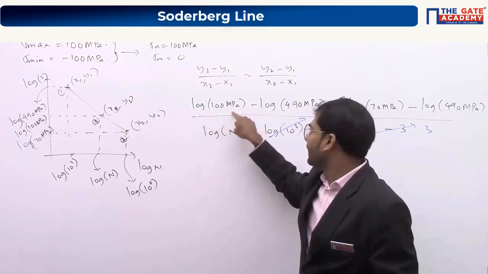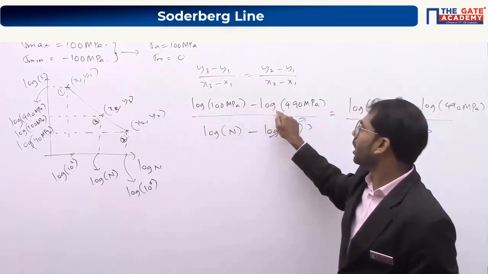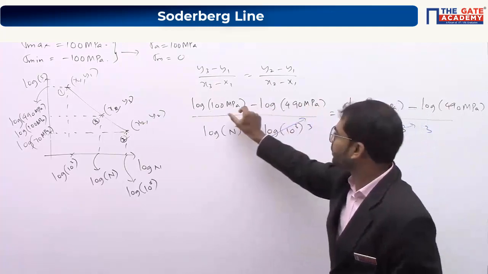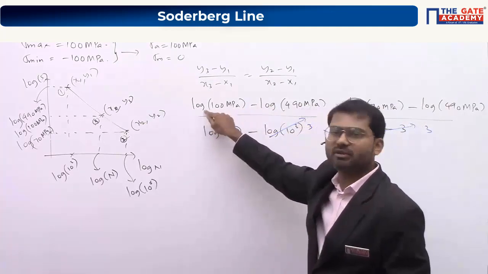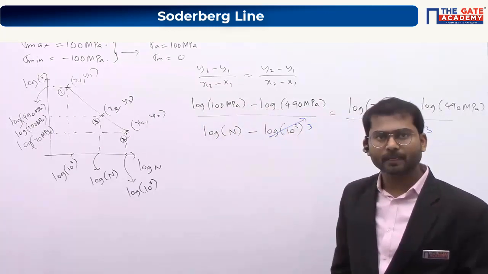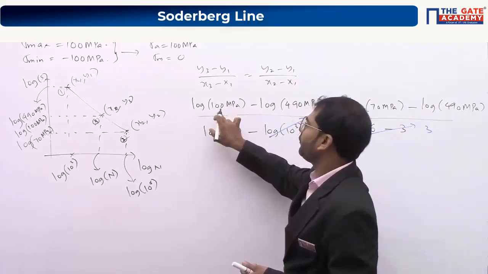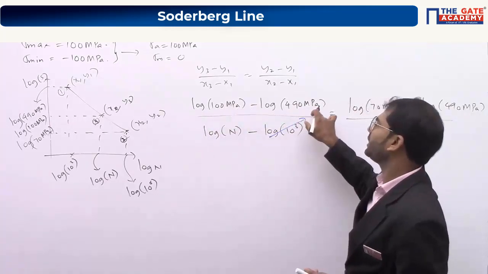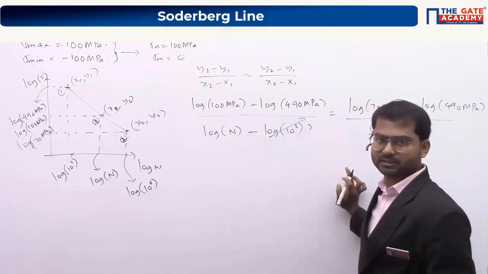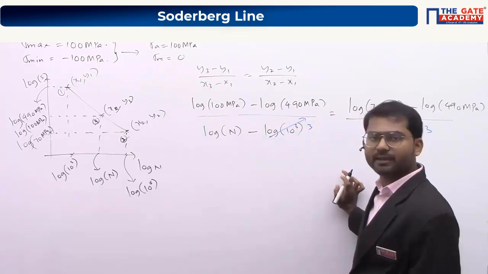And the minus sign here: 490 megapascal means minus of log of 490 plus log of 10 power of 6 Pascal. So log 10 power of 6 from here and log 10 power of 6 from here will get cancelled because the negative sign is there. Understand? So this will eventually become log of 100 Pascal minus log of 490 Pascal. Understand everybody? Are you able to understand what I am saying?